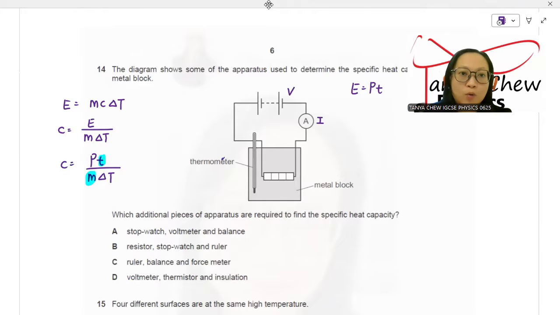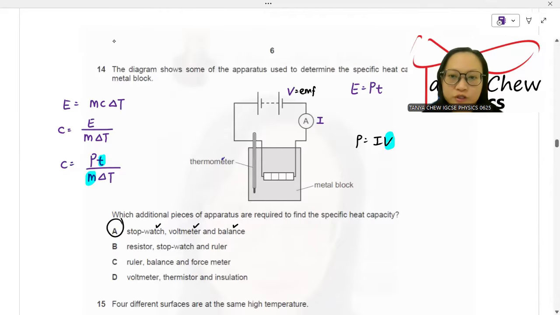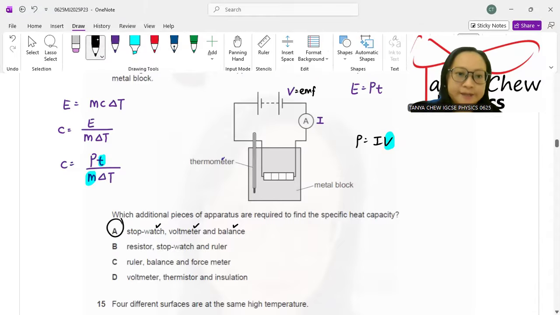How to find the power? Power is equal to IV. So not a problem. I can take the reading from the power supply and from the ammeter. So I need the time. Oh, I need the voltmeter, because this is the EMF given. I need a voltmeter to measure the potential difference across the metal. So that is why I need a voltmeter. I need a balance. A is the answer. Because only the ammeter is given, but for the voltmeter, I need to take the reading to determine that V. So A is the answer.